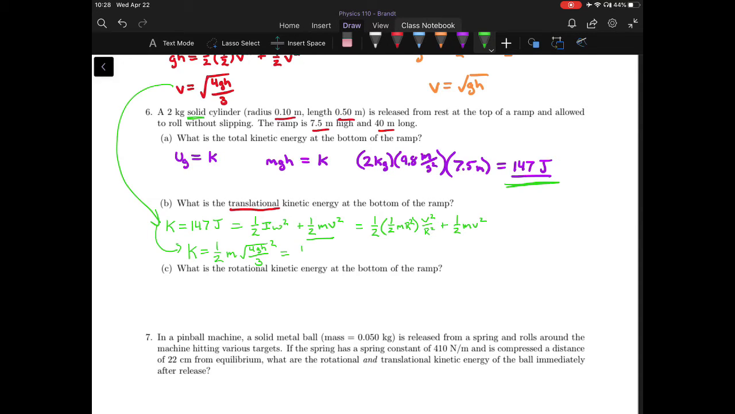So in our context, 1/2 m, which is 2 kilograms, times the square root squared, so that's going to go away. We just get 4g, which is 9.8 meters per second squared, times the height, which we said was 7.5 meters, all over 3. And if we solve all that out, we should wind up with 98 joules. All right, the rotational kinetic energy at the bottom of that ramp.